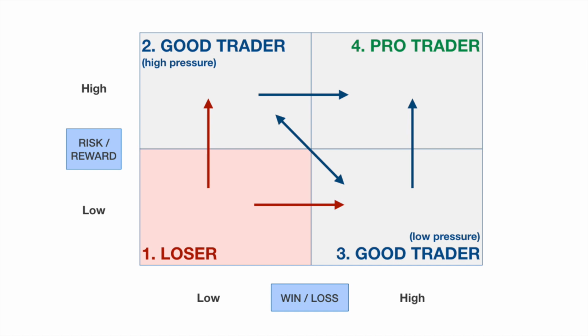If instead you are already a good trader and you are in category 2 or 3, it doesn't necessarily mean that you should stay there forever. Maybe you're doing great, but you feel like the pressure is too high, and that is when you want to move from 2 to 3 in order to have a more relaxed approach to trading. And what you need to do is to adjust your setup in order to be less risky. So you lower the risk reward, but you need to get more consistent, and so you target a higher win-loss.